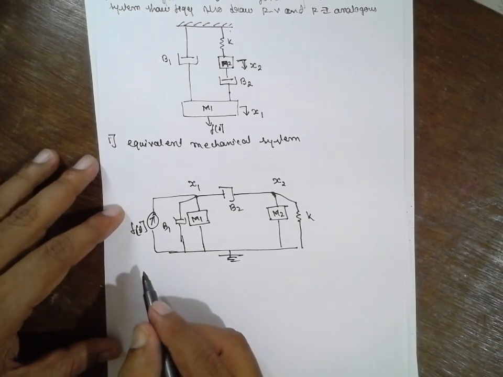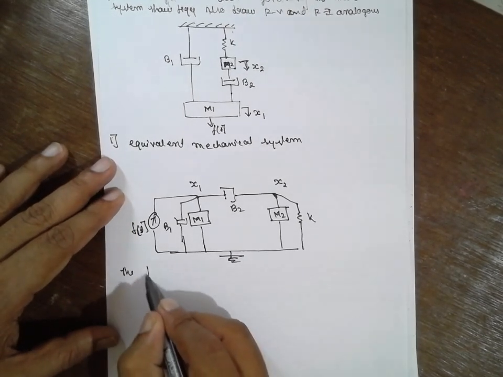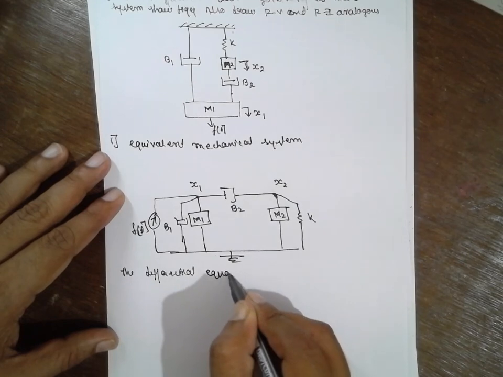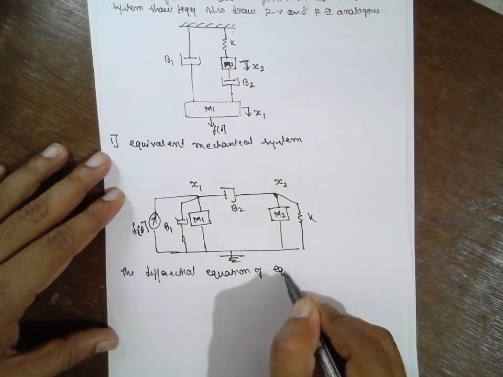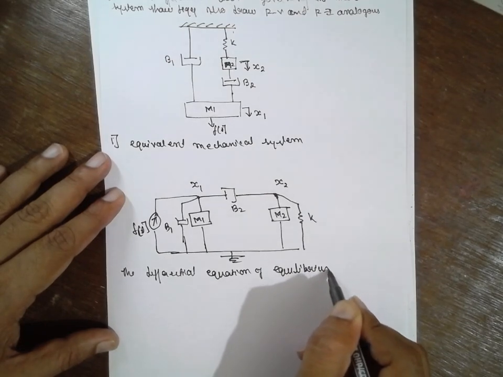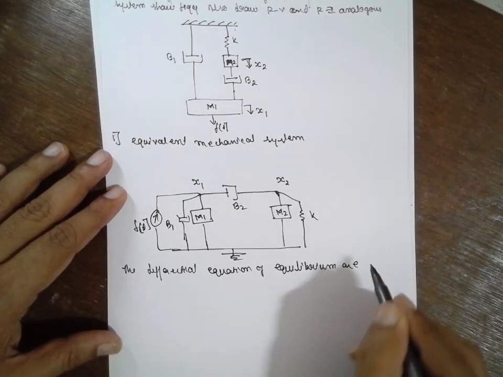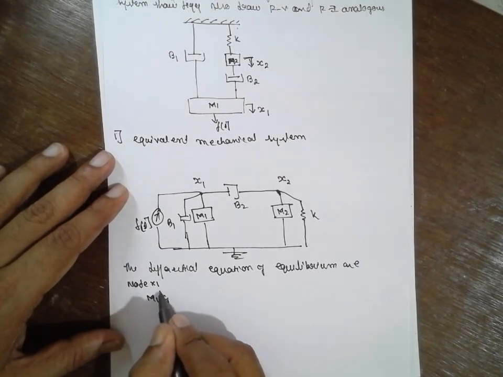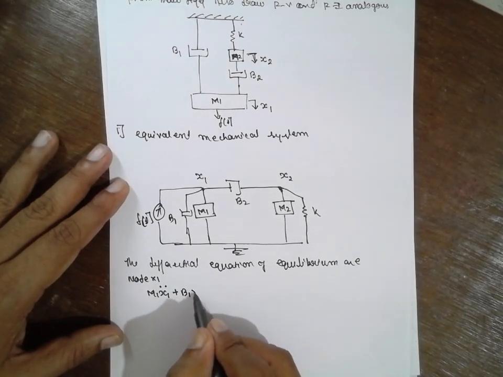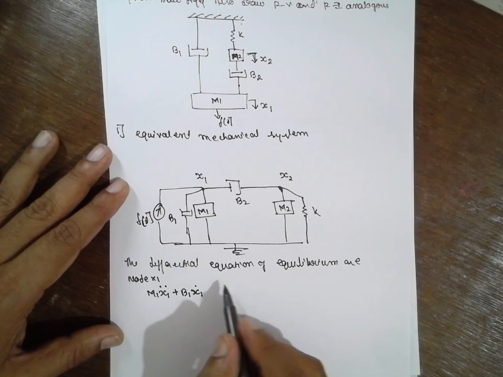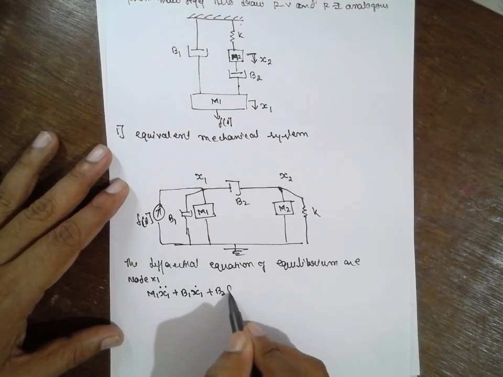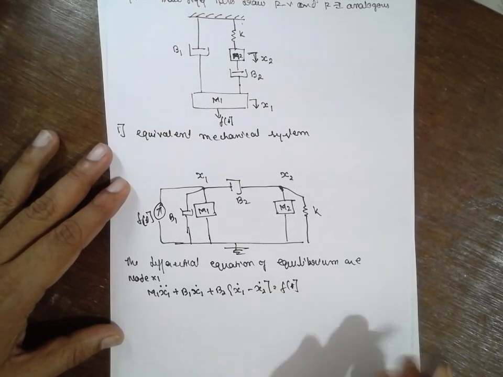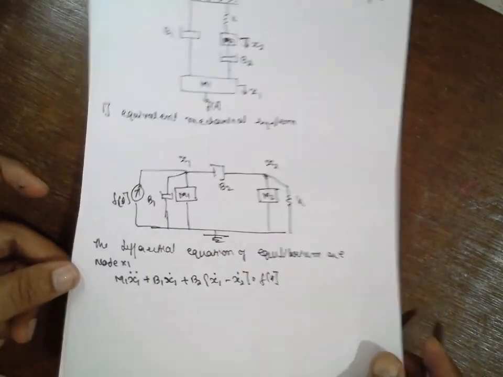Then I will go for the differential equation of equilibrium. Of equilibrium. For node 1, node x1, it will be m1 x1 double dot plus b1 x1 dot plus b2 (x1 dot minus x2 dot) is equal to f of t.